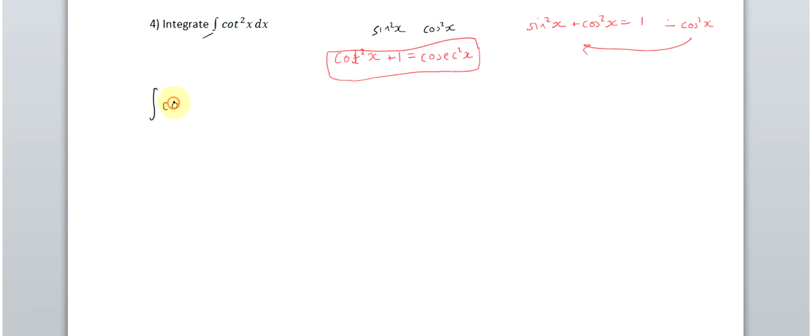So cosec squared x minus 1 with respect to x. And now it's nice and easy because cosec squared x is a standard integral. It goes to minus cot x, minus 1 goes to x, and don't forget the plus c at the end. And that is the end of number 4. Good luck.